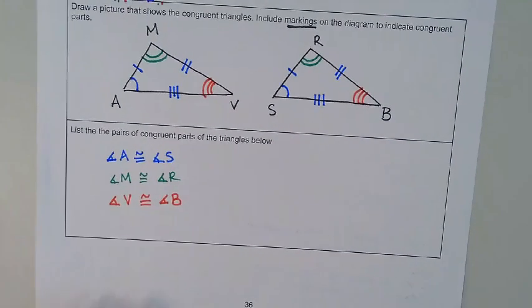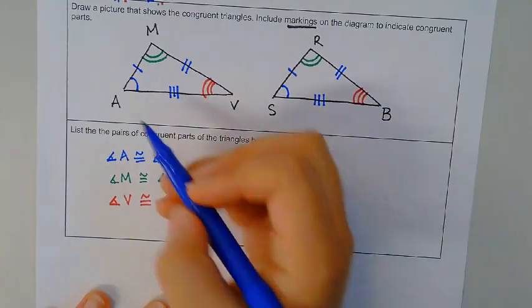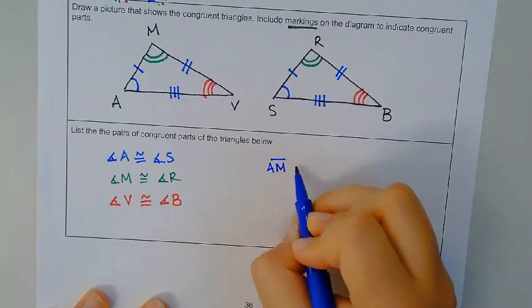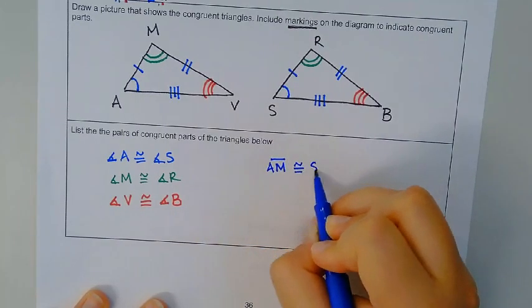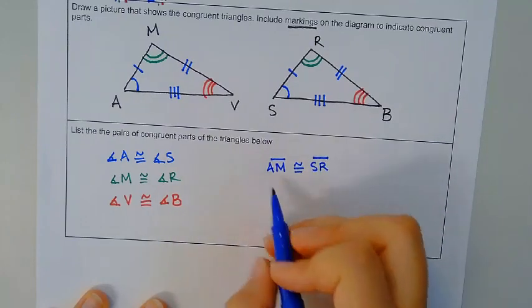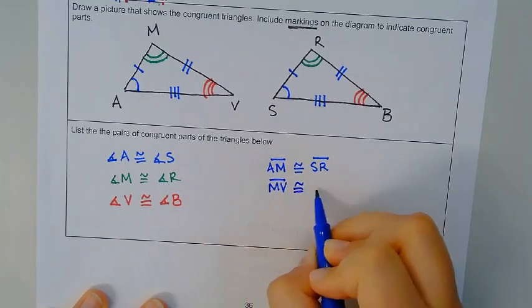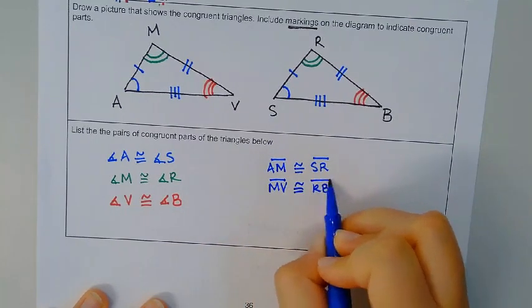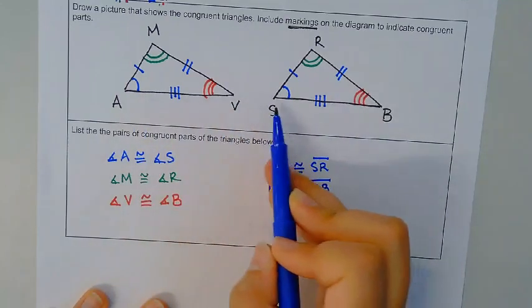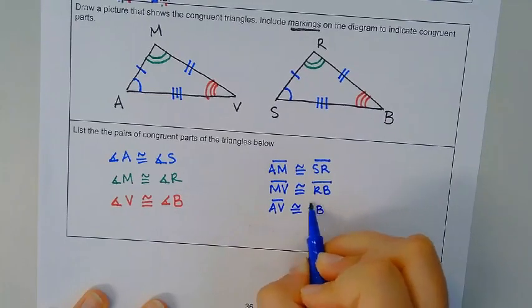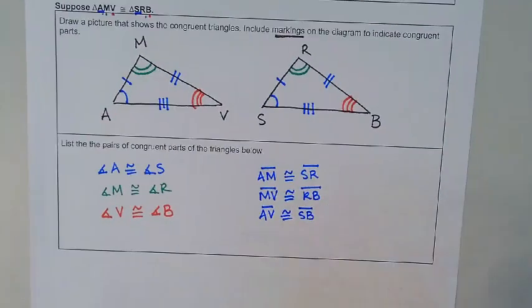And then the last thing we want to do is also list out the pairs of congruent sides. So if we start with the pair with one tick mark, we have segment AM congruent to segment SR. Then the two tick marks would be side MV congruent to side RB. And our last pair of corresponding sides is AV and SB at the bottom. So remember, you want to show all of those are congruent and list those out clearly.